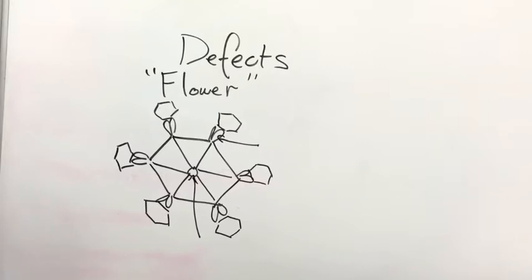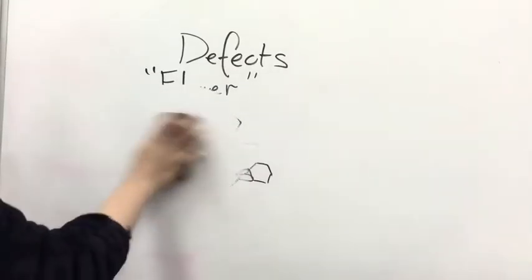Researchers should be able to correlate the appearance of these defects with variations in growth conditions, which should make it possible to either avoid or produce them at will.